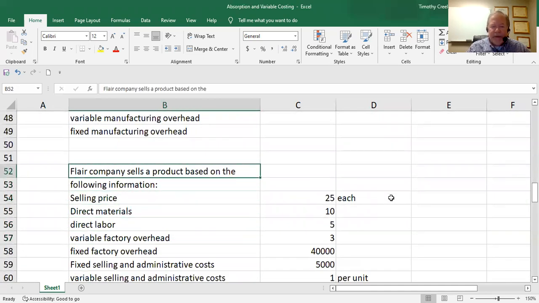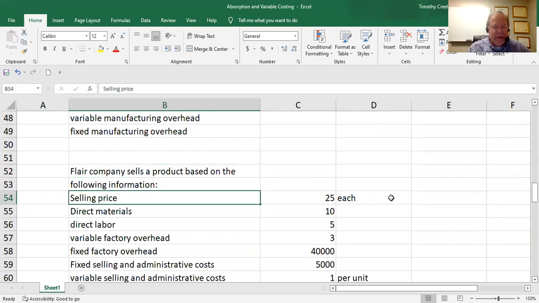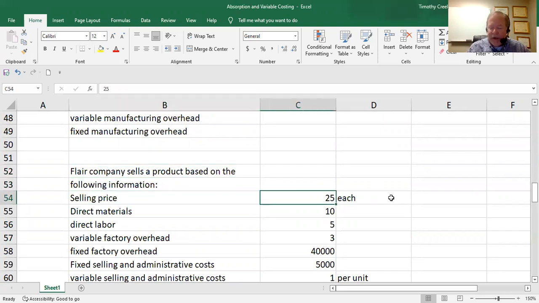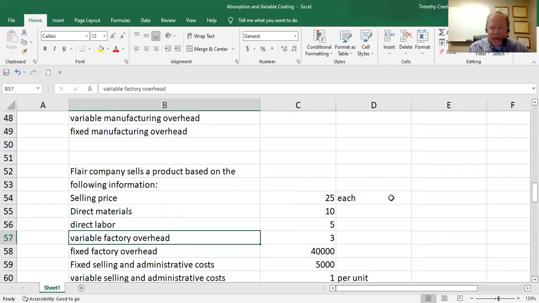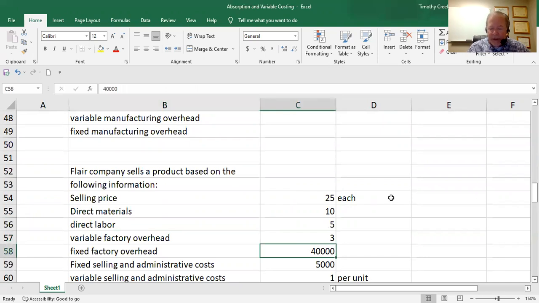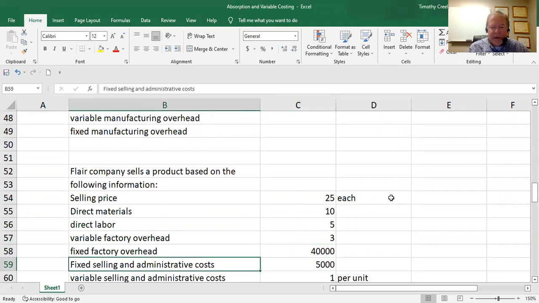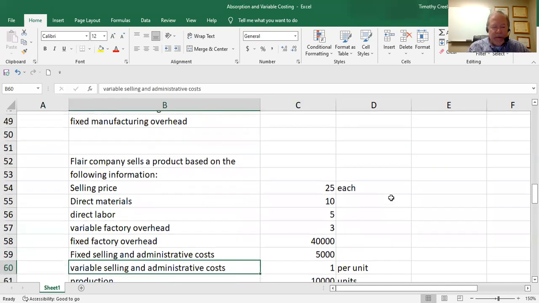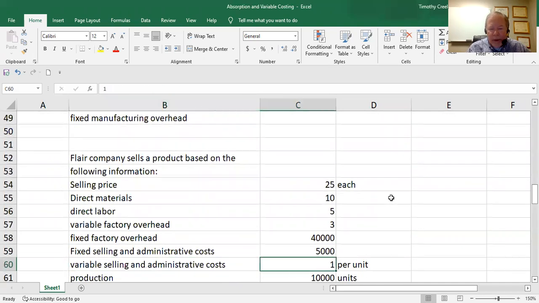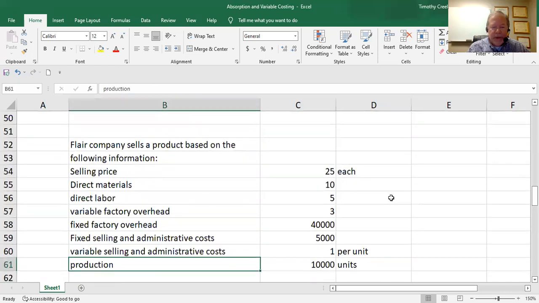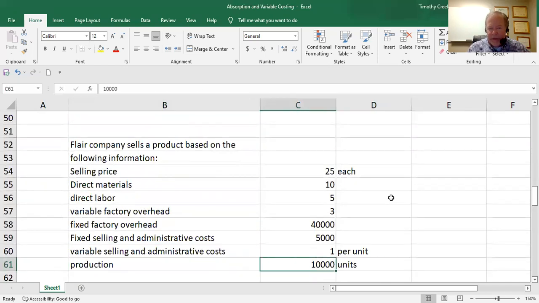Flair Company sells a product based on the following information. The selling price is $25 a unit. Direct materials are $10 per unit. Direct labor, $5 per unit. Variable factory overhead, $3 per unit. Fixed factory overhead is going to be $40,000. Fixed selling and administrative costs are going to be $5,000. Variable selling and administrative costs are going to be $1 per unit. And they're going to produce 10,000 units during the period. So this is all the background information right here.